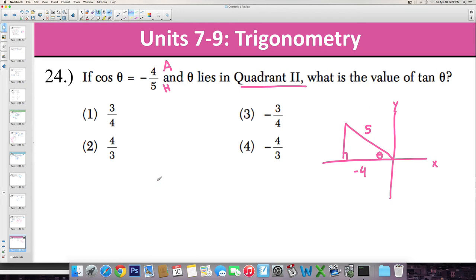Well, tan is opposite over adjacent. So we need to find this opposite side. We could do the Pythagorean theorem, or just realize it's a Pythagorean triple. This would be 3. Now we're going up on our y-axis, so this would be positive. So opposite over adjacent, so negative 3/4.